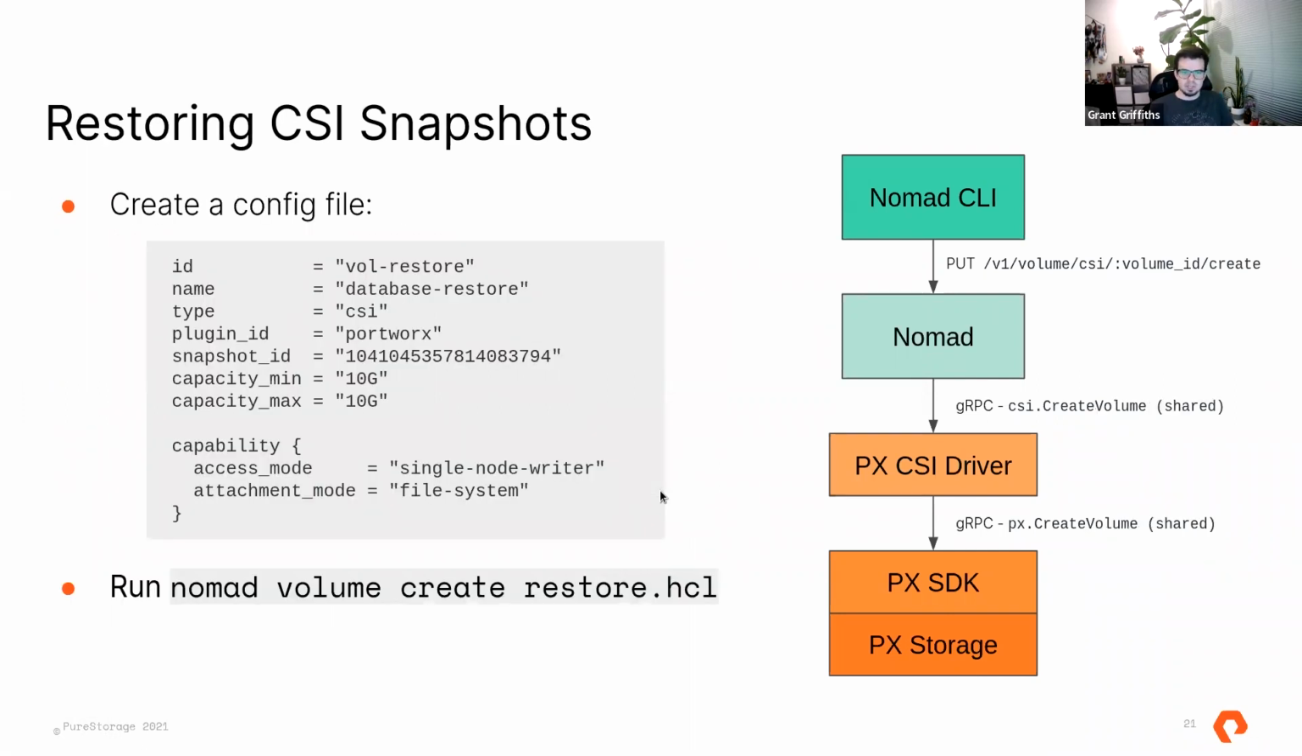Cool. Restoring CSI snapshots is the next step. A snapshot's not useful unless you can also restore it. This is basically how you do it. You create a new volume, but just like before, the only difference is that you have to reference a snapshot ID. In this case, the snapshot ID looks like this, Portworx volume ID. I'll show an example of this later on in the demo, but this is how you create or restore a snapshot and rehydrate it into a new volume. Again, this is a very similar flow as before, Nomad CLI to Nomad, to the CSI driver, and then down to our Portworx layer as well. After that, you would have a restored volume from a snapshot.